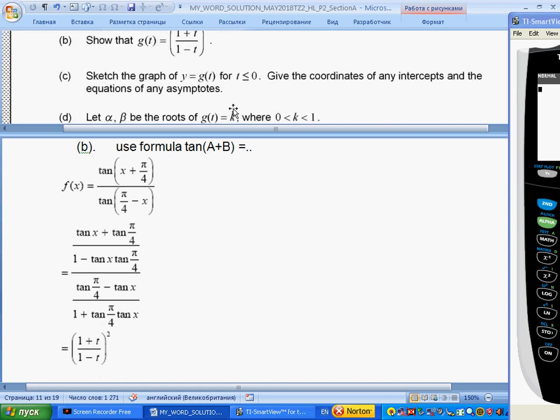Sketch the graph of y equals g(t) for t less than or equal to 0.